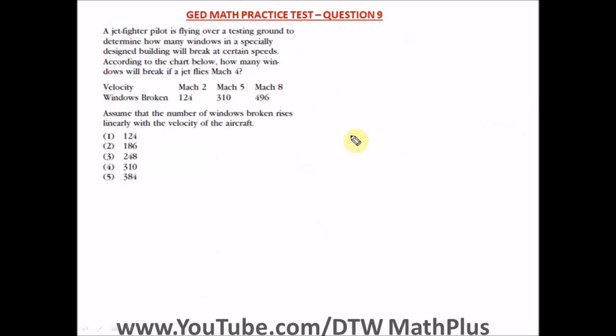Question 9 of the GED math practice test part 1, that's the part with calculator. It says a jet fighter pilot is flying over a testing ground to determine how many windows in a specially designed building would break at certain speeds. According to the chart below, how many windows will break if a jet flies Mach 4?